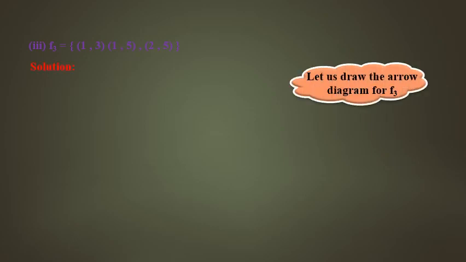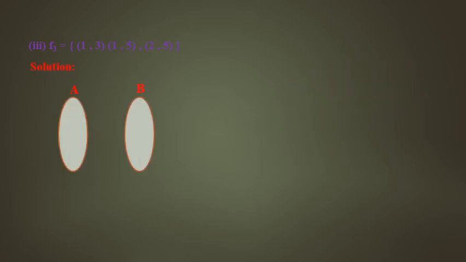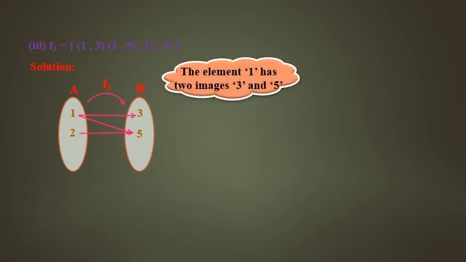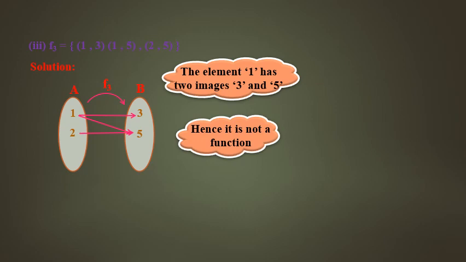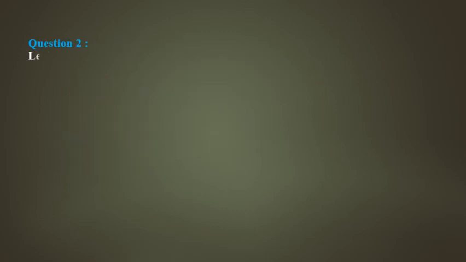Now see the next relation: (1,3), (1,5), (2,5). Let us draw the arrow diagram. Here 1, 2, 3, 5 are given. 1 is connected with 3 as well as 5, so it cannot be a function because 1 is having two images. Hence it is not a function. Next question.